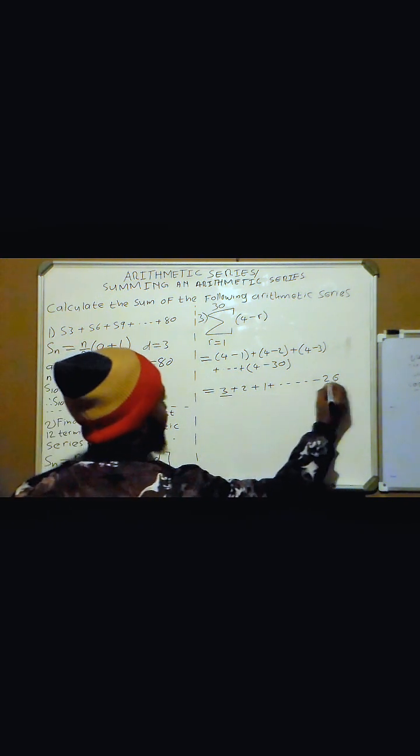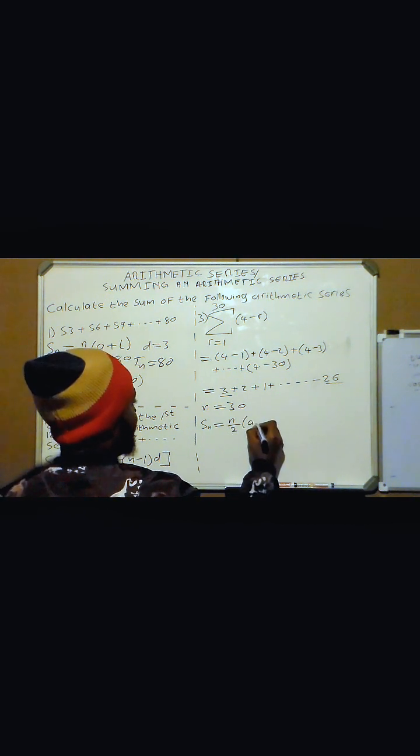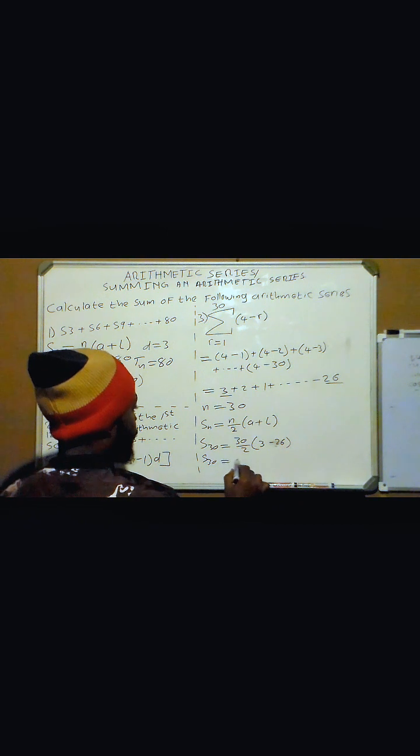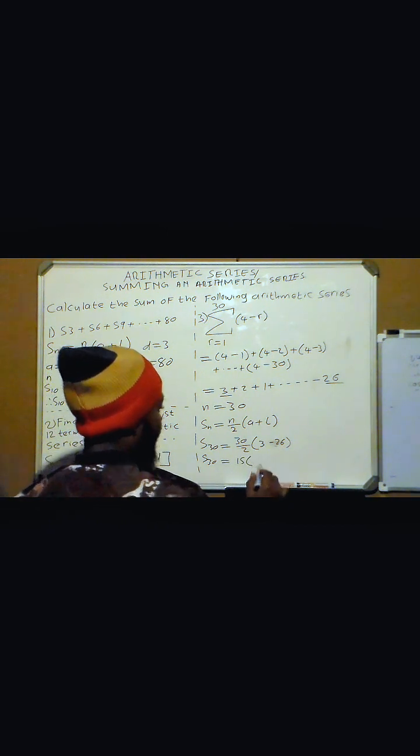So we have our first term and our last term, and our n value in this case is given as what? As 30. So we can use the second equation. So this would be Sn equals n over 2, right? Multiplied by the first value plus the last term. So S30 equals 30 divided by 2 multiplied by the first term, which is 3, plus the last term, which is minus 26. So S30 is equal to 15 multiplied by negative 23, right?